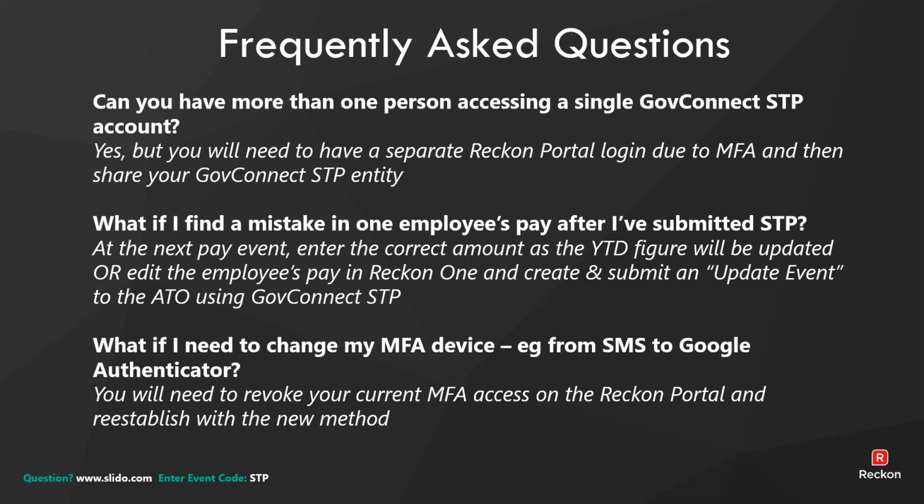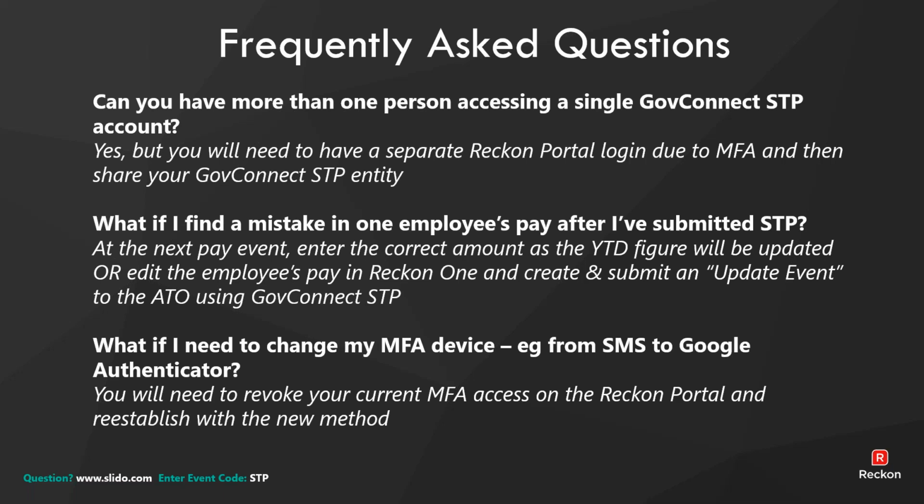What if I find a mistake in one employee's pay after I submitted STP? At the next pay event, just enter in the correct amount as the year-to-date figure will be updated. Otherwise, you can edit the pays in Reckon One, and then create and submit an update event to the ATO.